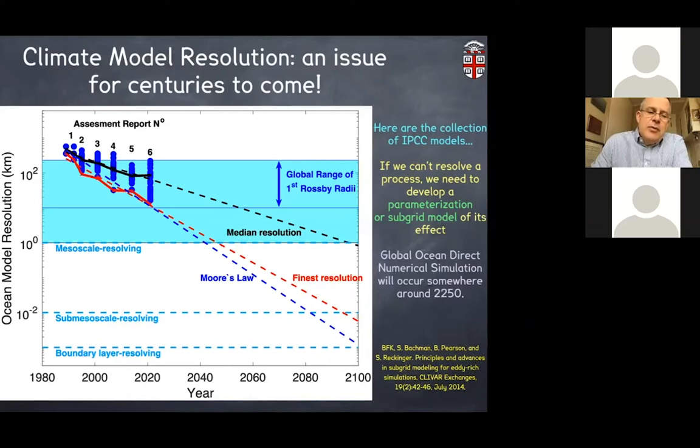So even though Moore's law is giving us exponentially faster computers, we're actually only increasing with this kind of a rate. Now, if we want to resolve mesoscale eddies, that's actually pretty close on the horizon, but submesoscale and boundary layer scales remain far in the future, late this century, early next century. So we're stuck with parameterizations for quite a while on these kinds of phenomena.